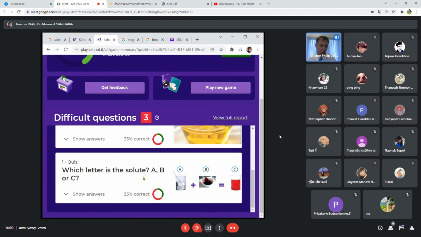And question 1 is B. Yeah. B is the solute. It doesn't matter if it's a gas or liquid or solid. It doesn't matter. B is the solute.